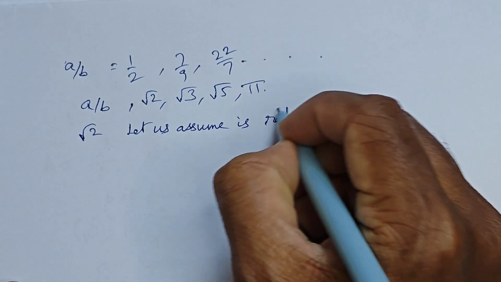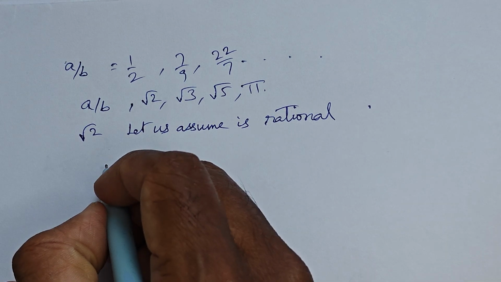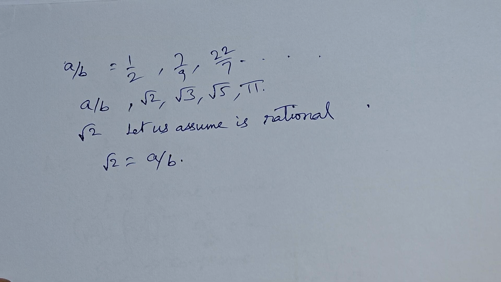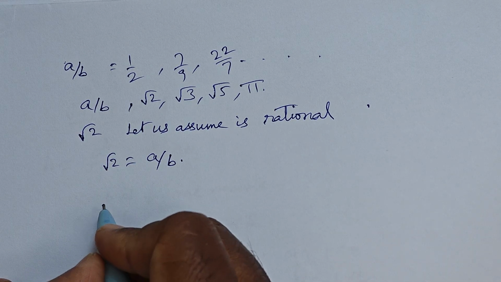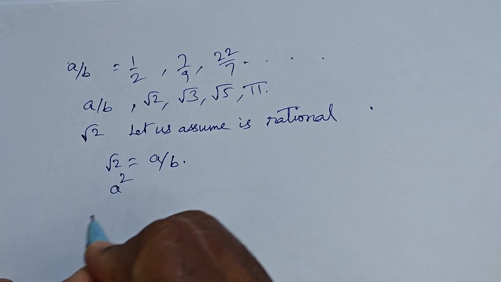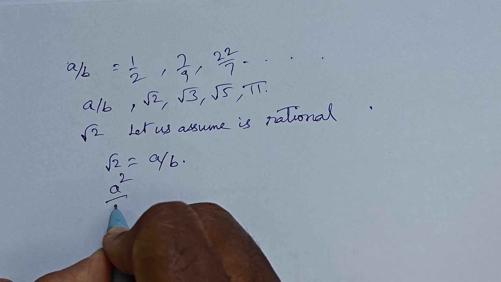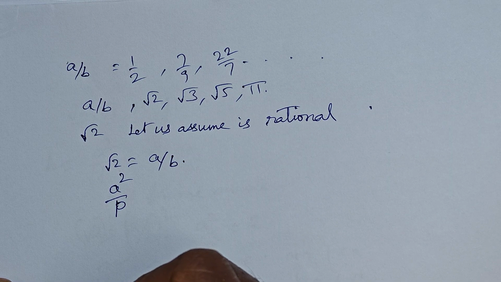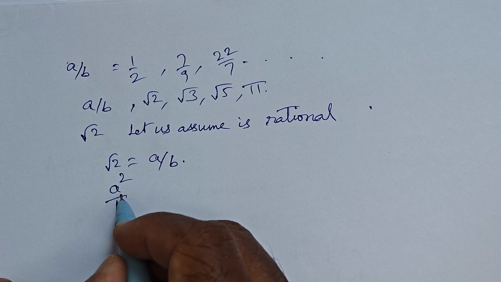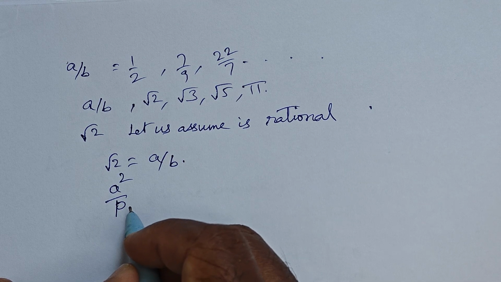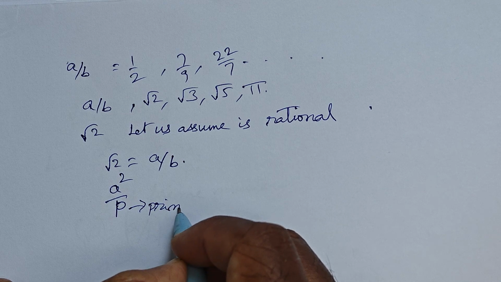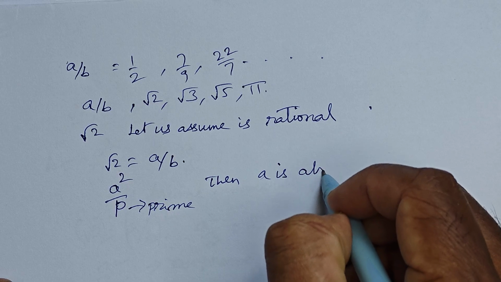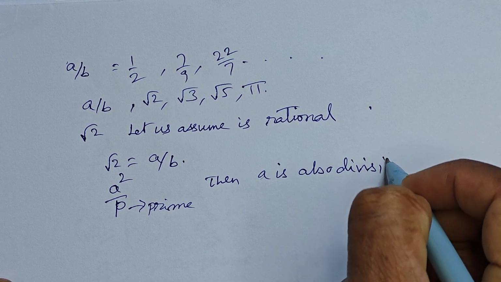Okay, so if you assume root 2 is rational, then it can be written in a specific format like a by b. There are certain rules: if a square number is divisible by a prime number p, then a is also divisible by p. This is an important theorem we should remember.